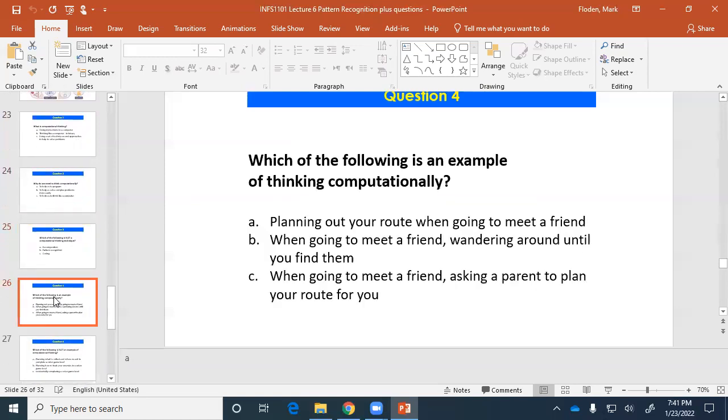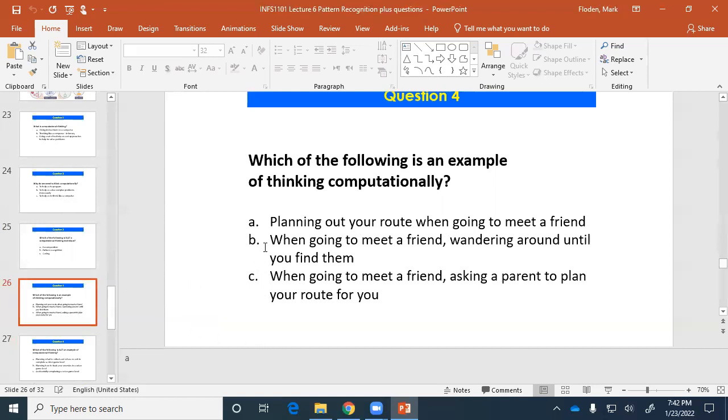None of these questions are going to be on the quiz, because the quiz is about weeks 1 and 2. But it's going to be like this. Usually the multi-choice questions on D2L have 4 choices. Which of the following is an example of thinking computationally? Planning your route? It's too easy, right? Do you remember what was in the lecture?